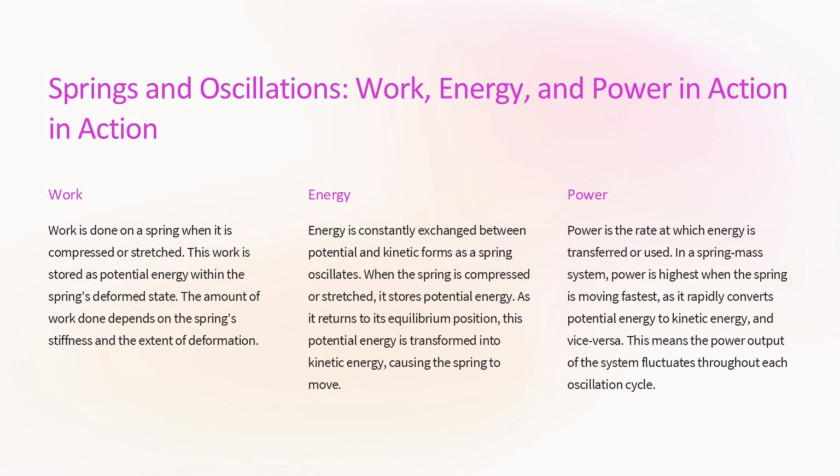Energy is constantly exchanged between potential and kinetic forms as the spring oscillates. When compressed or stretched, the spring stores potential energy, which gets converted to kinetic energy as it returns to equilibrium. Power is the rate of energy transfer or use. It's highest when the spring is moving fastest, as potential energy is rapidly converted to kinetic energy, and vice versa. So the power output fluctuates throughout each oscillation cycle.